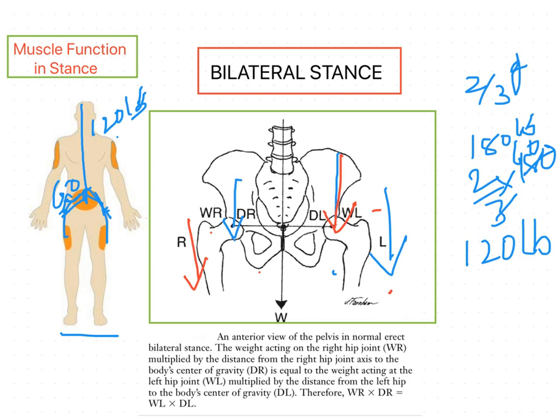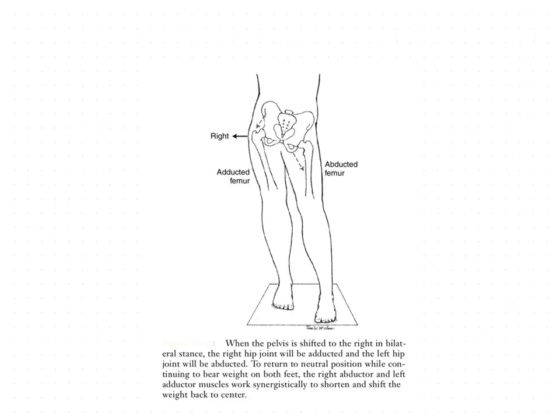Okay, if you can see in this picture here, yes. So in this, the pelvis is shifted to the right, resulting in relative adduction of the right hip and abduction of the left hip. Here you can see such. Here the pelvis is shifted towards the right.